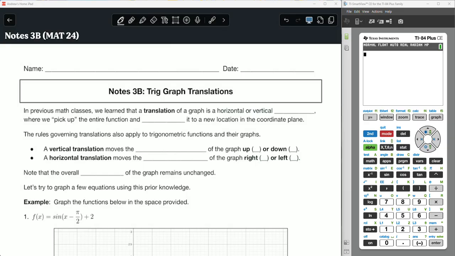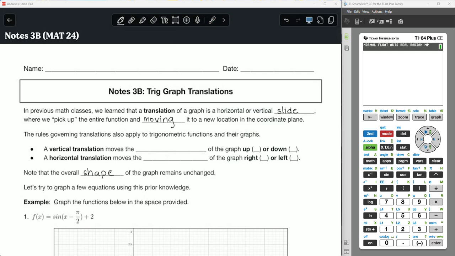So you'll remember from previous math classes that translation means a slide. We're keeping the shape of the graph the same, but we're picking up the entire function and moving it somewhere else in the coordinate plane. So again, the overall shape of our graph isn't going to change. A sine function and a cosine function, which look like waves, are going to be the same wave with the same period and the same amplitude, just sitting somewhere else in the coordinate plane. New midline, new y-intercept.